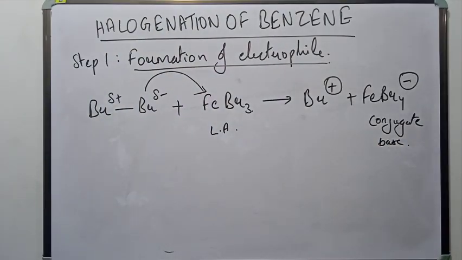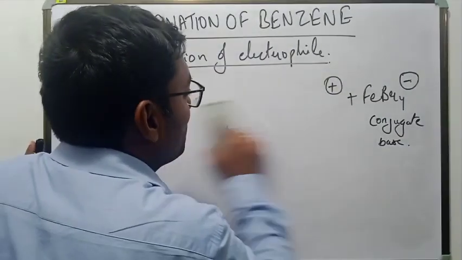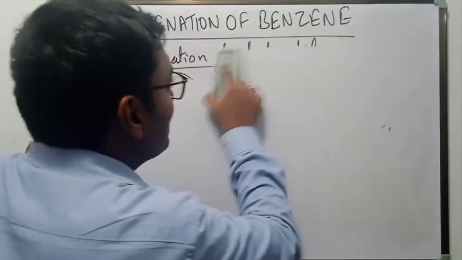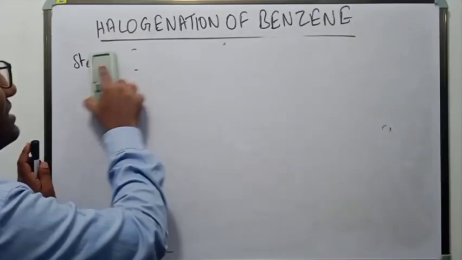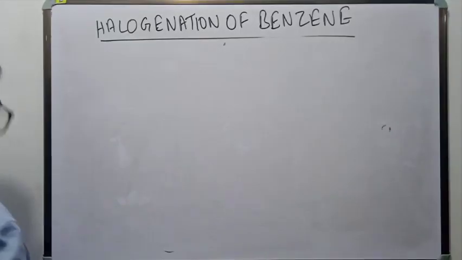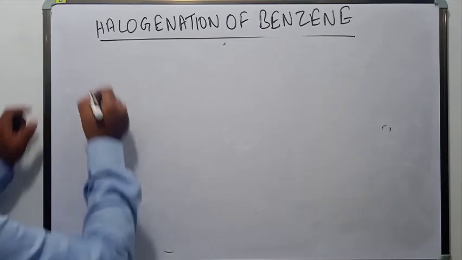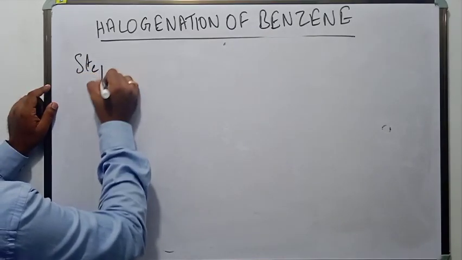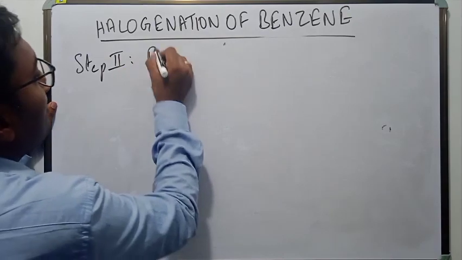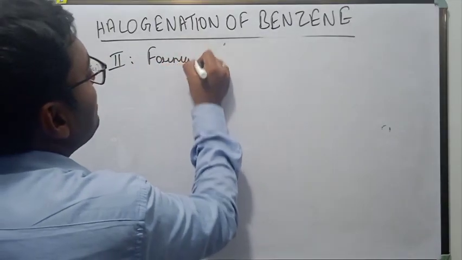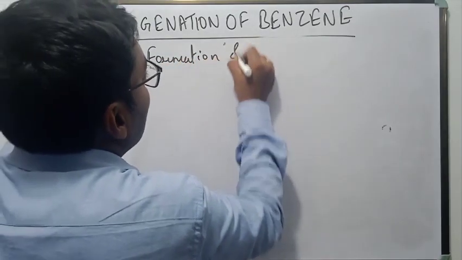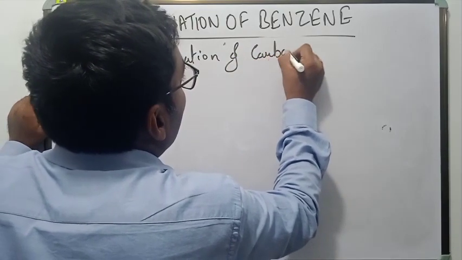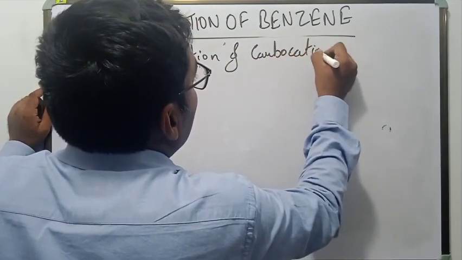Now the electrophile is born. Now what should it do? Yes, you guessed it right. It should attack the benzene ring and form a carbocation. So step 2 is formation of a carbocation. Let us see how it does that.